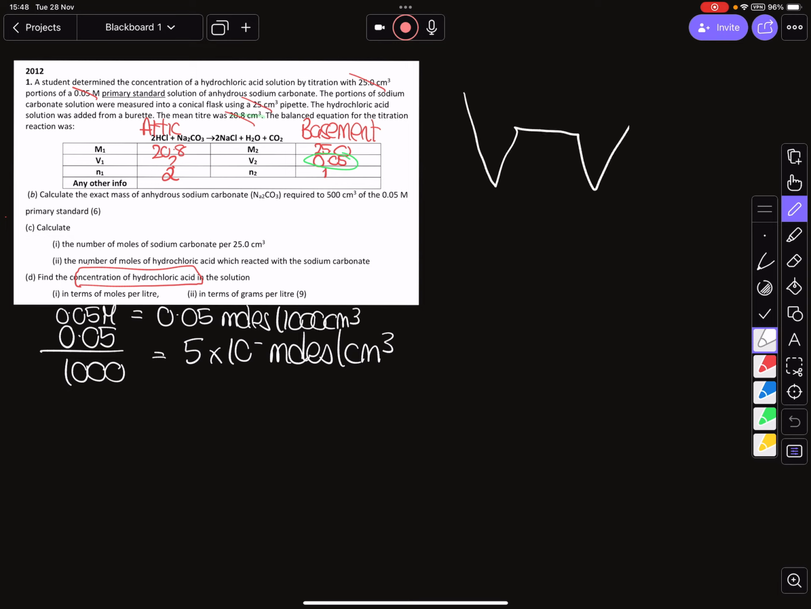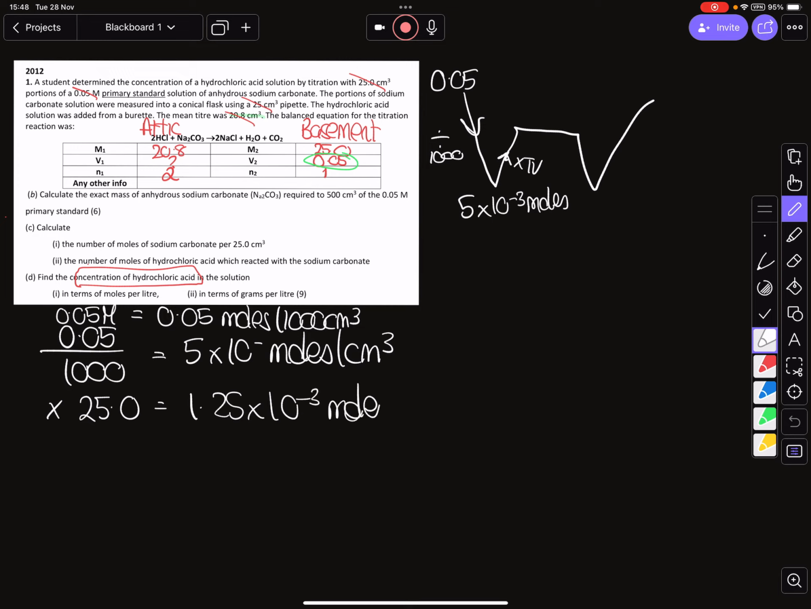Okay, I'm going to put my W up here. So again, just to show you what we're doing, 0.05. If I go down, I am dividing by 1,000. So I get this. And the next step is to go up, so I'm multiplying by my titre volume. And in this case, that is the 25 centimetres cubed. So I need to get a calculator so we can do that. Okay, so now I'm left with 1.25 by 10 to the minus 3 moles, and that is in 25 centimetres cubed, and I just put TV after it.